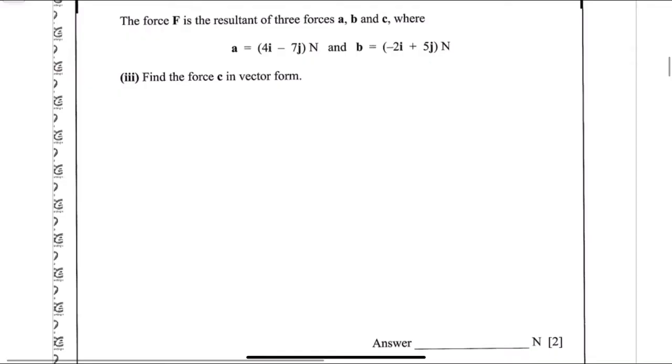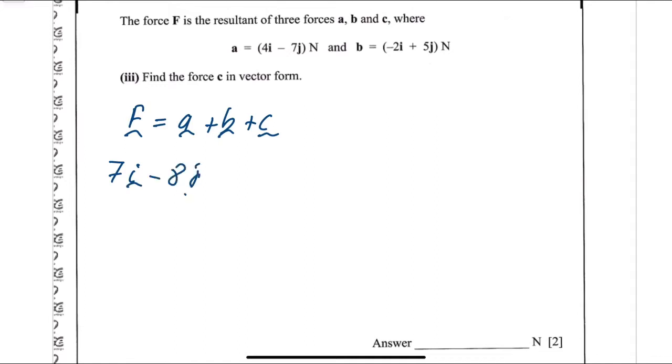Next thing says, the force F is a resultant of 3 forces A, B, and C. Find the force C in vector form. So that means F basically is equal to A plus B plus C. And when I did this out first time I made a wee mistake, I put the A in, but it's the F, the force, that is equal to 7i minus 8j. And then that equals 4i minus 7j, that was your A, then minus 2i plus 5j, that was your B, and then plus your C.